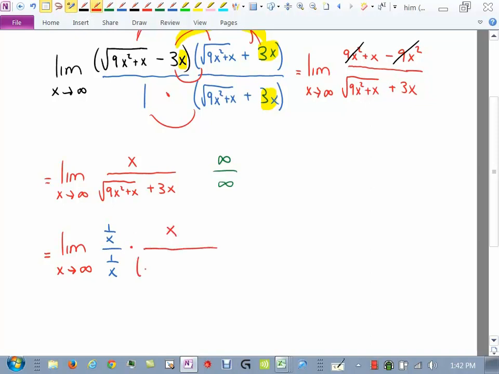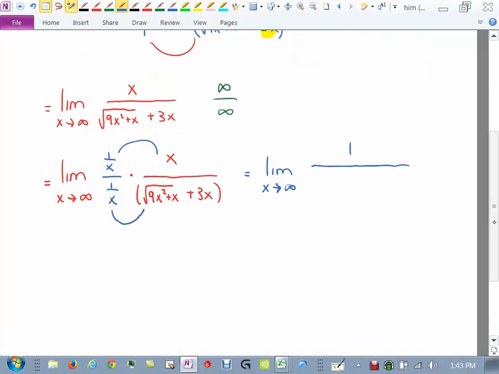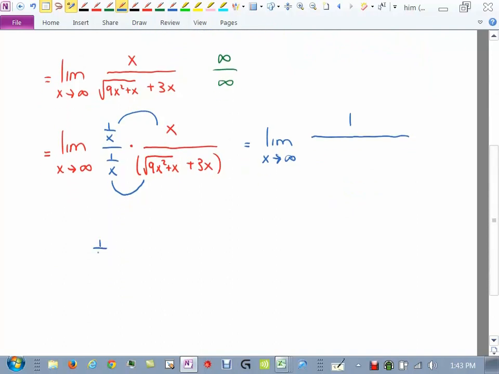On the bottom I have that entire denominator, 9x squared plus x, and then plus 3x. Now, what's going to happen here is when I distribute, this to this just becomes a 1. So I have a 1 on top. But on the bottom, when I multiply 1 over x times that square root, let me do that down here just to show you.